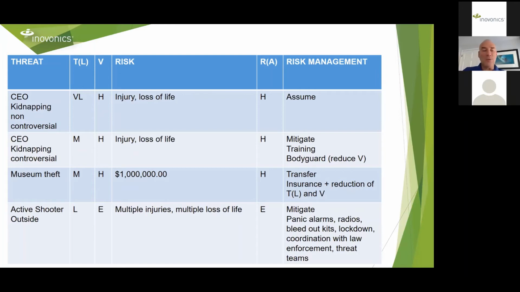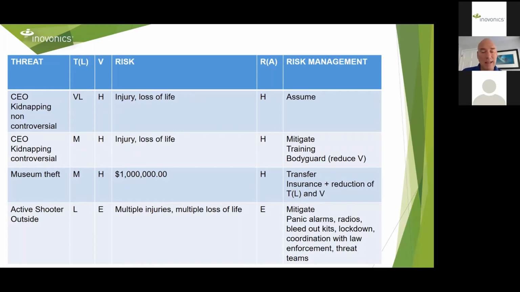Okay, so this next one, active shooter, that's the one that keeps us up at night. And I know this is going to sound a little bit harsh, but this is the time for us to discuss these things when we are cool and calm. So if there's an active shooter outside of a school, for example, although threat likelihood I would still say is low, vulnerability is extreme. Risk: multiple injuries, multiple loss of life. So that means risk amount is also extreme.